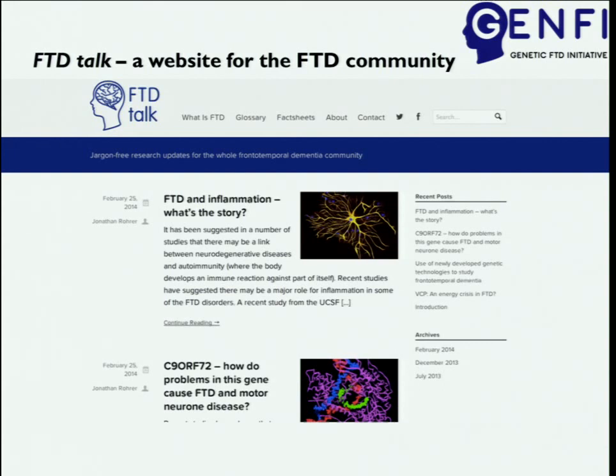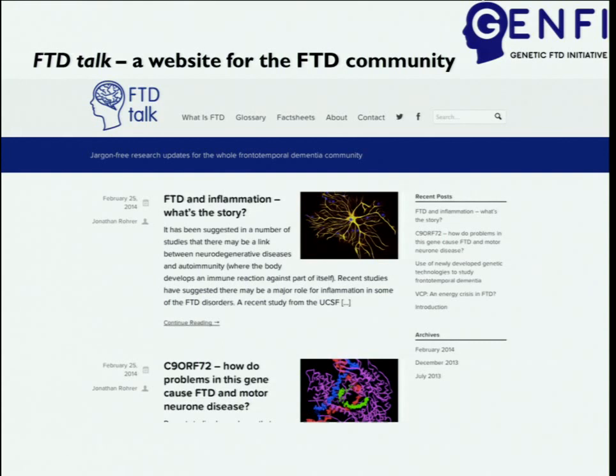And I'll show you what's on there. It's actually an international website. Although I run it with 2 other people here at UCL, we have contributors, and I can see at least a couple of people in the audience who've contributed from across the UK, but also across the US and Australia. And we are planning to have translations of the site into multiple European languages.